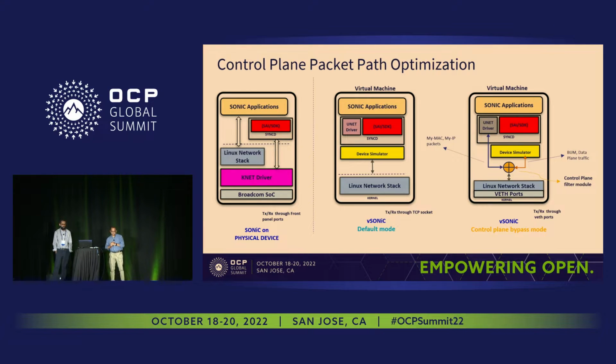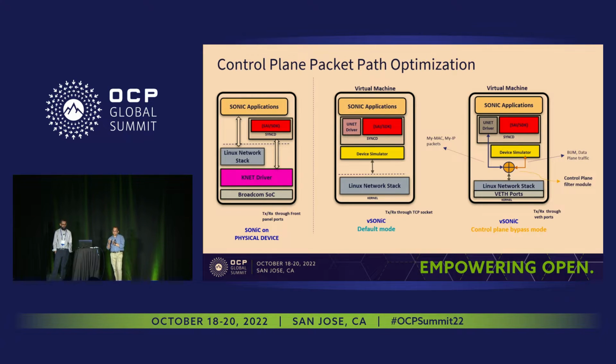So one of the things, let's look at the VSONiC as it is, and then let's see how we optimized it, right? On your left side, let's look at the control plane part, because that's where, even to get the system stable, we need to address the control plane chattiness, right? So if you look at the hardware, the path is when the packets enter the Broadcom SOC, the control plane packets are punted to the KNet driver, and then it goes to the Linux stack and then to the applications.